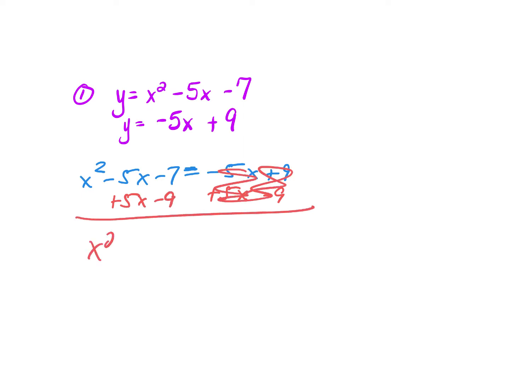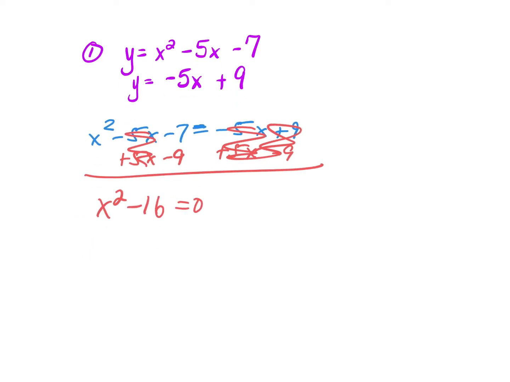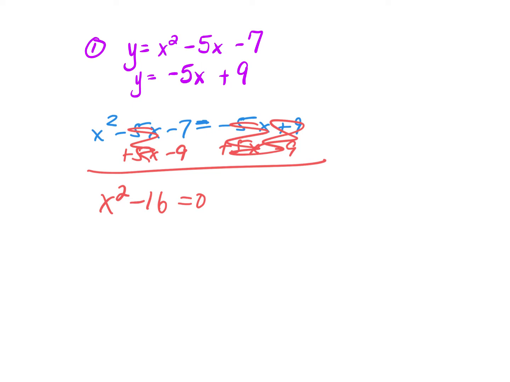We're left with x squared, this cancels out, minus 16 equals 0. You guys with me? Move 16 to the other side, so x squared equals 16. So what do we do? Take the square root. I get x equals plus or minus 4.